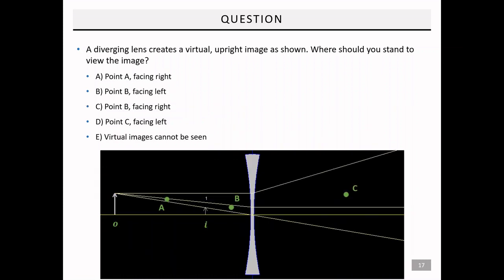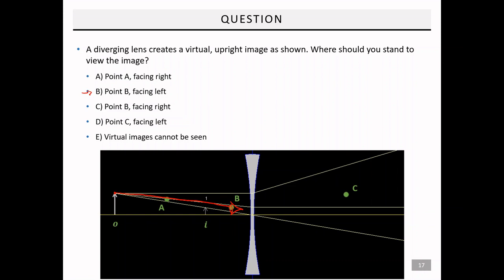This question has the same situation, but it is using a diverging lens. The same hint as the last slide applies, so the light rays do have to be entering your eyes. But let's rule out another answer here. Let's look at answer B, point B facing left. So now you're at point B and you're looking to the left. So again, you are looking toward the image location. This time the light rays are actually entering your eyes. They start at the top of the object and they do go straight into your eye.